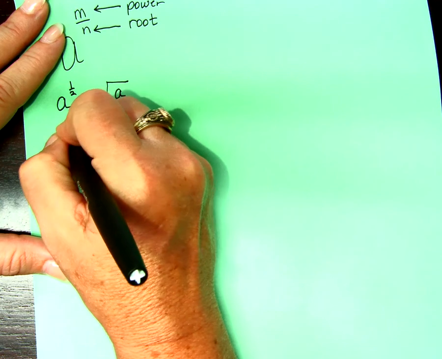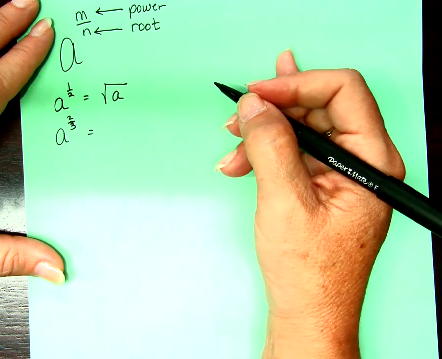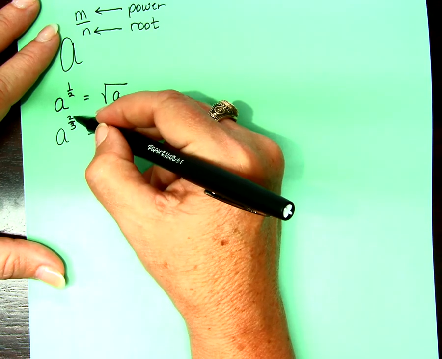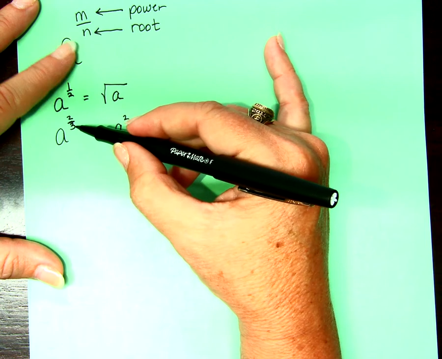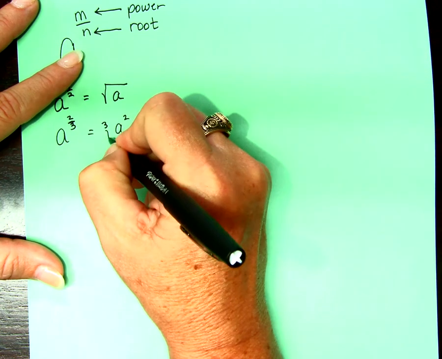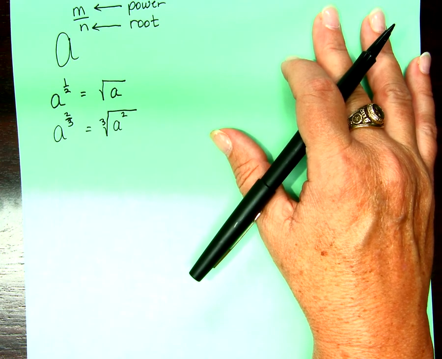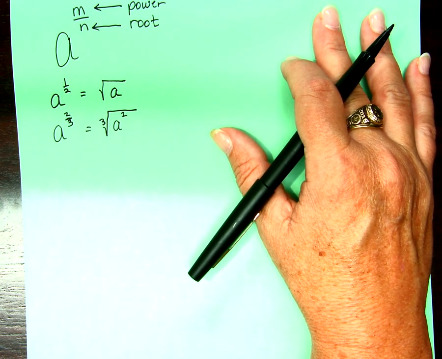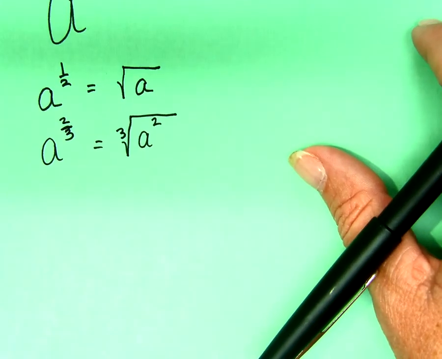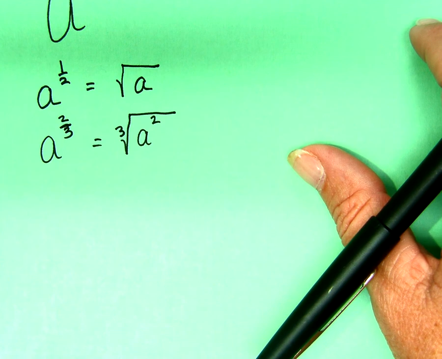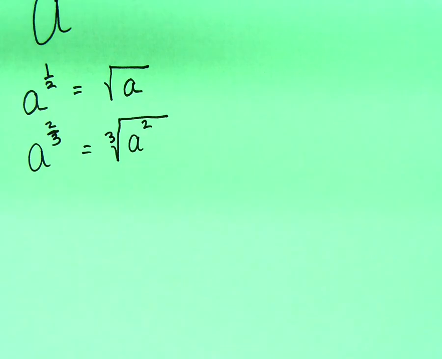So what if I have a to the 2/3 power? What is that the same as? The top is the power, so a squared, and the bottom is the root. So I have a cube root of a squared. A cube root. Here, let me zoom in just a little bit so you can see it. Is that good? A cube root of a squared. Anybody have any questions so far?